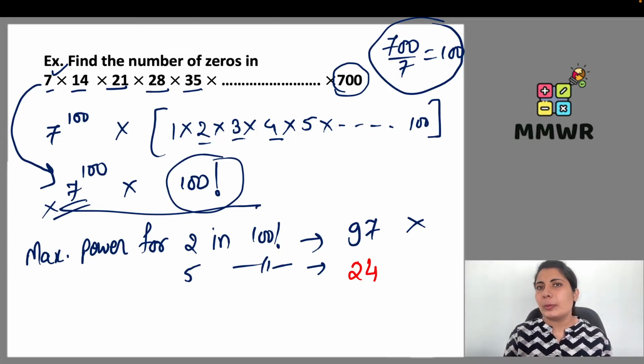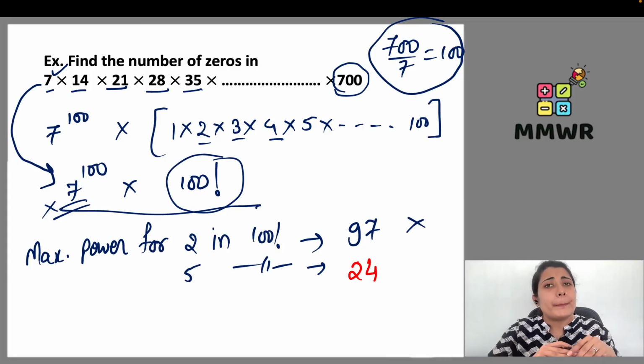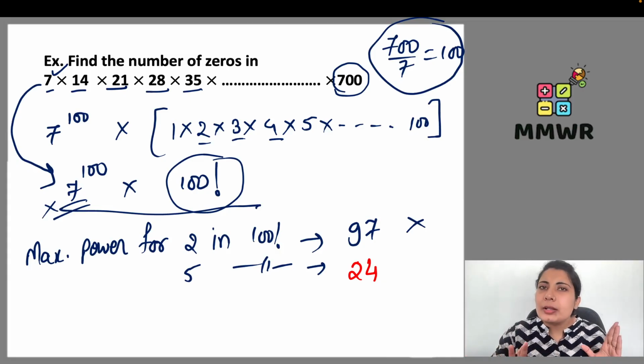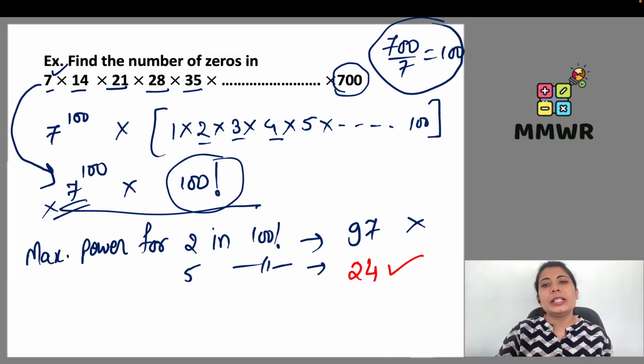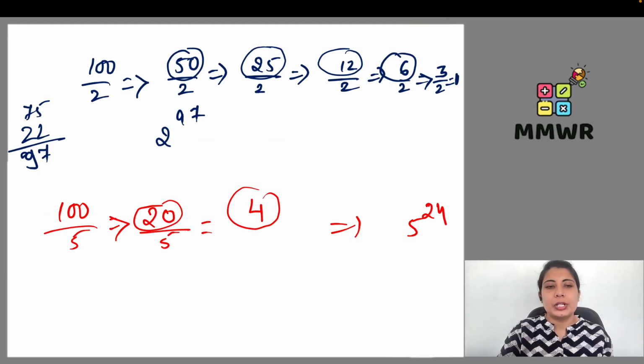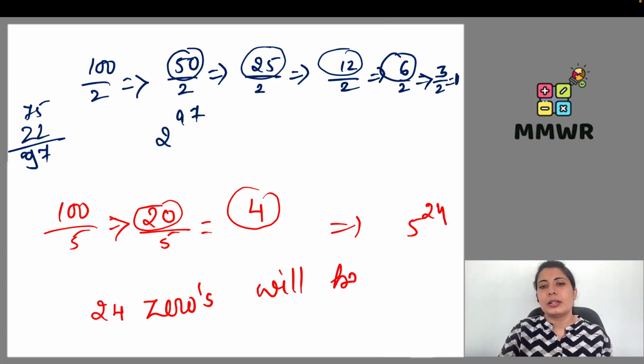So how many sets will be possible to make? We have many 2's with us, but we have a shortage of 5. That is why only 24 zeros will be there at the end.